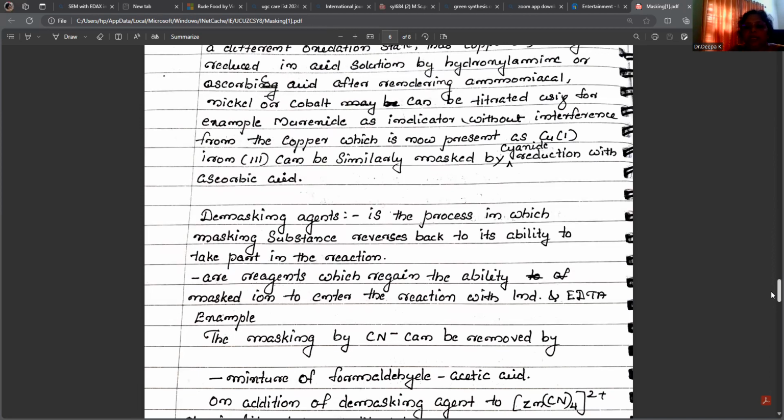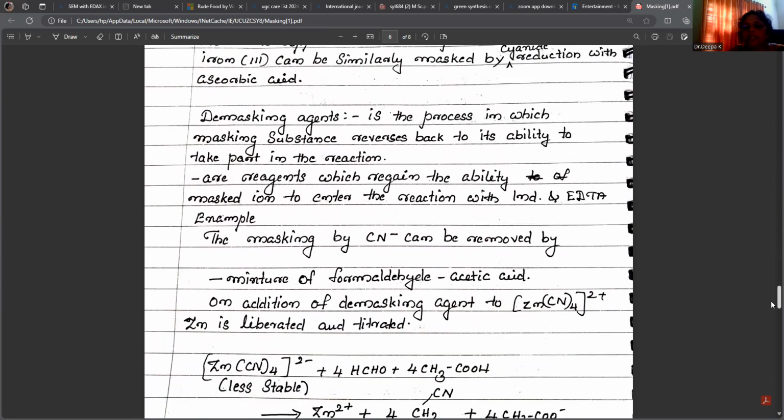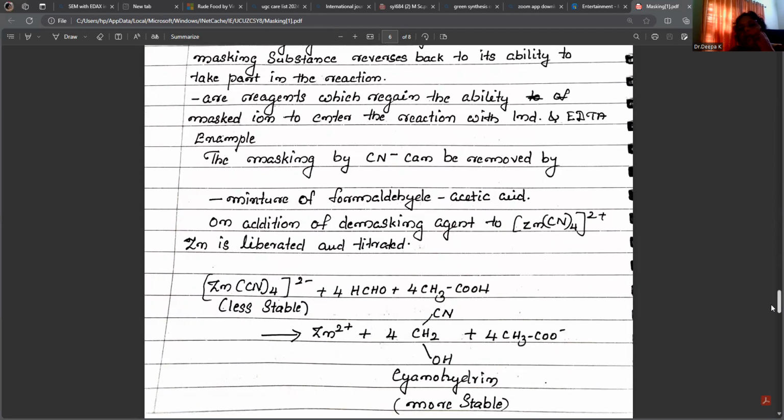Demasking agents are reagents which regain the ability of a masked ion to enter the reaction with the indicator and EDTA. For example, masking by cyanide can be removed by a mixture of formaldehyde and acetic acid. On addition of the demasking agent to the zinc complex [Zn(CN)4]2-, zinc is liberated and titrated. [Zn(CN)4]2- is less stable and reacts with formaldehyde and acetic acid, and we get the zinc ions free.